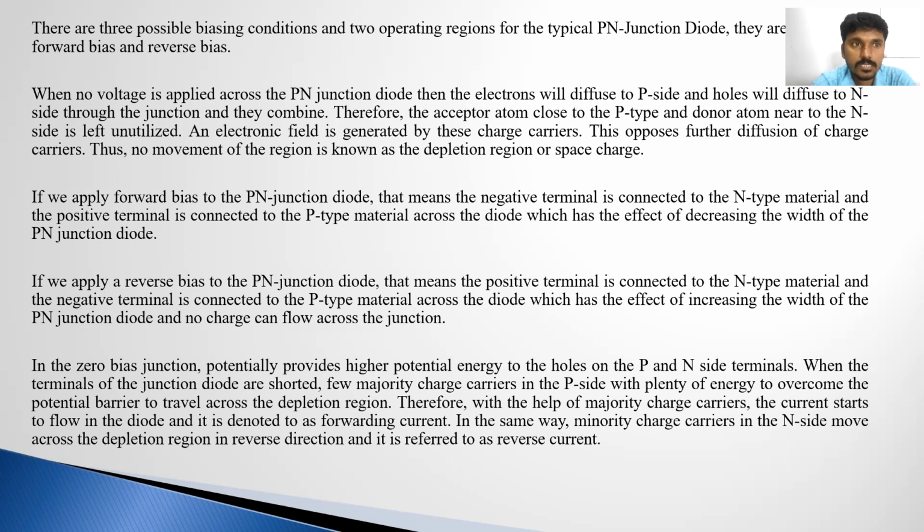When does zero bias occur? When no voltage is applied to the diode, or to the PN junction, the device comes into the zero bias condition. So that's why the PN junction diode has zero bias, forward bias and reverse bias. Clear? All of this is explained here.